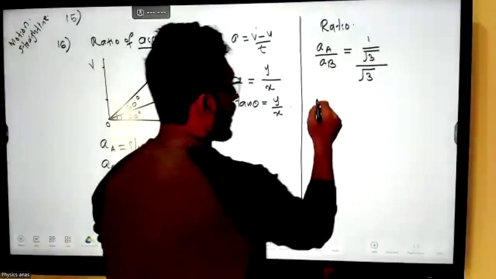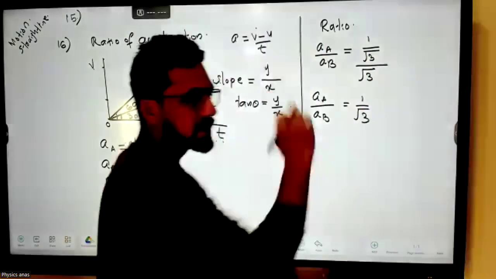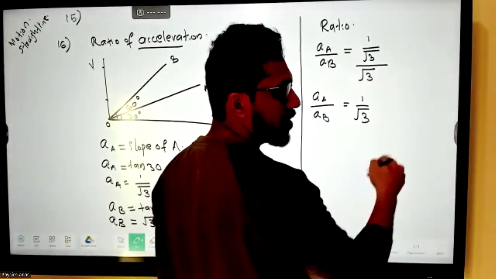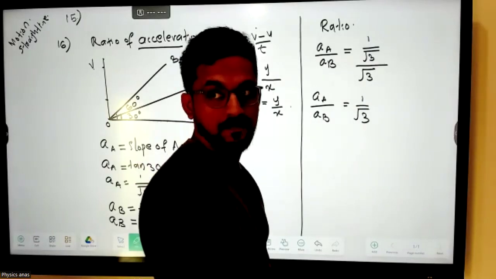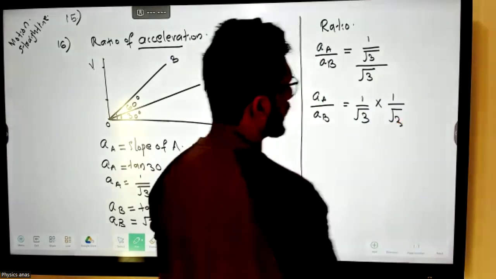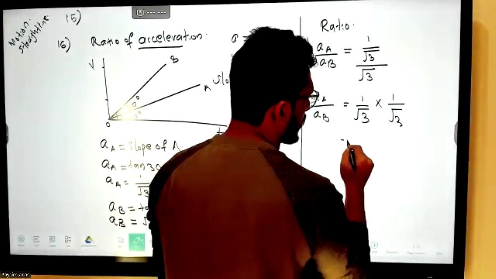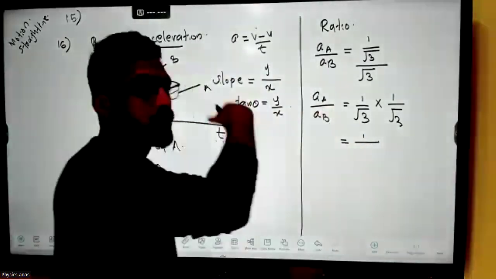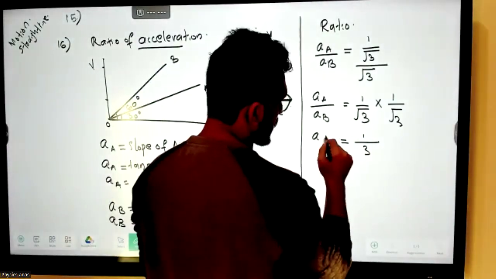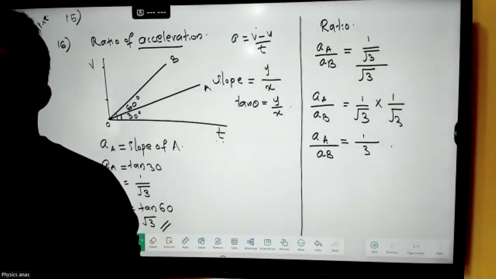Okay. How can you solve this? This is 1 by root 3. Take the reciprocal and multiply. The reciprocal of root 3 will be 1 by root 3. When multiplied, 1 by root 3 into 1 by root 3 will give you root 3 into root 3. What is that? 3. Yes, good. So the acceleration of A divided by the acceleration of B is 1 by 3.